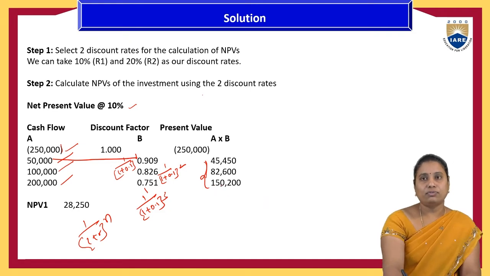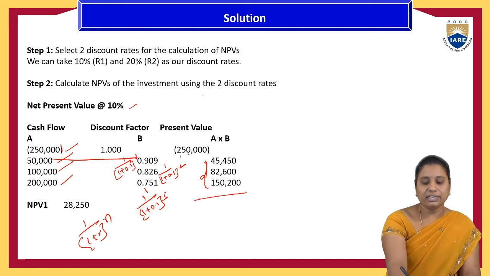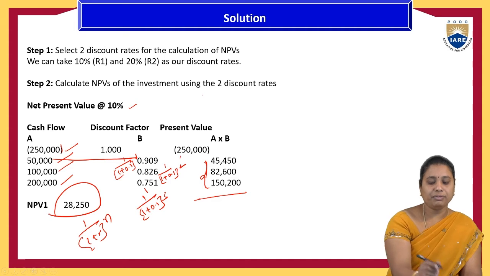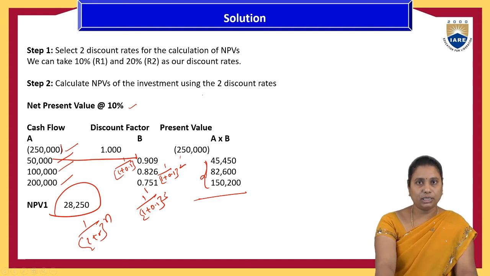45,450, 82,600, 1,50,200 and so on. So the total of these, less 2,50,000, gives the NPV. We got a positive value of 28,250 rupees.